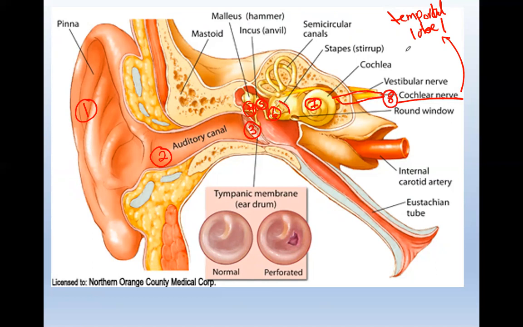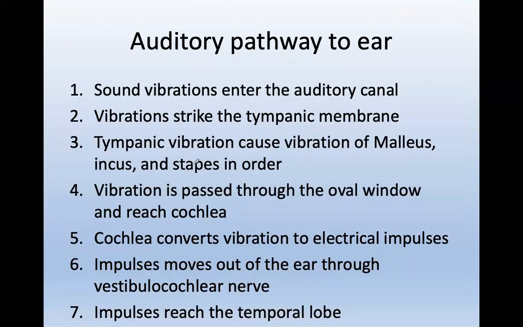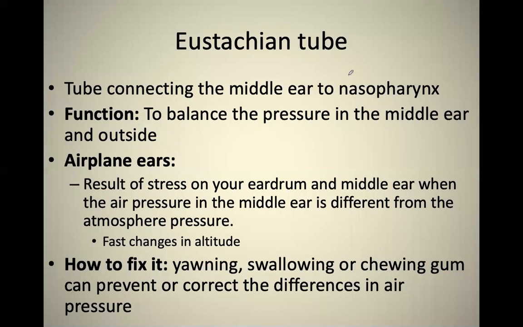nerve, goes to the thalamus, which is number 9, and eventually ends in your temporal lobe for your ability to hear. This is basically what we just talked about, so hopefully this will make sense.